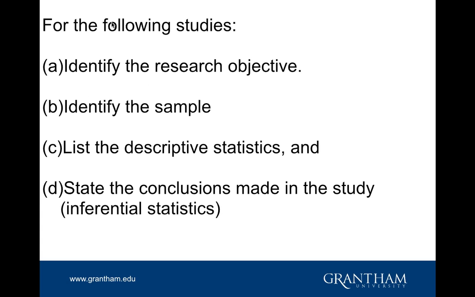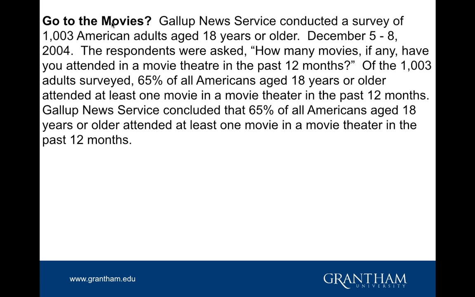Now, what we're going to do are a few problems to help you understand this. There are two simple problems and then one pretty complicated problem, but the objective is the same. We're going to do 4 steps. The first is to identify the research objective. What is it that we're trying to figure out from the problem, from the research? And then identify who is in the sample, the descriptive statistics, and then the inferential statistics. Okay, so 4 parts. Let's start with example number 1.